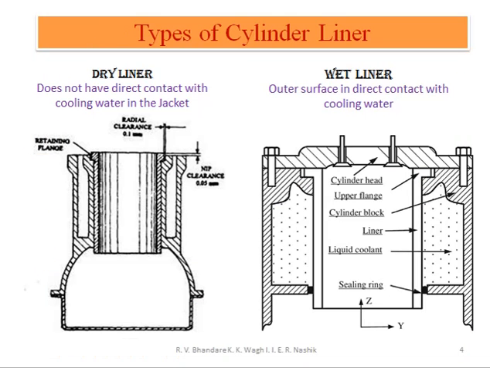Now when we talk about the liner, there are again two types of liner: dry liner and wet liner. Dry liner means what actually? The cooling water is circulated around the cylinder, but it is not directly in contact with the cylinder surface. But in the wet liner, the outer surface of the liner is directly in contact with the cooling water.